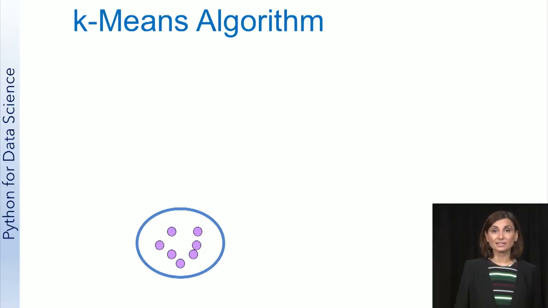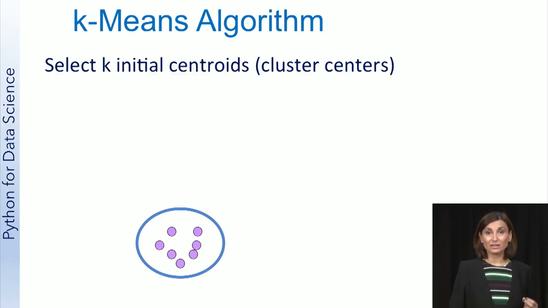K-means is a classical algorithm used for cluster analysis. The algorithm is very simple. The first step is to select k initial centroids. A centroid is simply the center of a cluster, as you see in the diagram here.